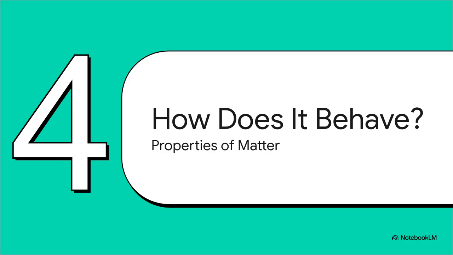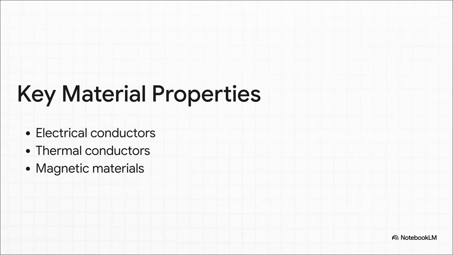So we figured out how to map matter based on what it's made of. But there's another really useful way to classify things, not by their ingredients, but by their properties. How does it act in the real world? Now, scientists look at all kinds of characteristics, but for now, let's just do a quick fire round on three really common ones you've definitely heard of. Can it conduct electricity? Can it conduct heat? And is it magnetic? These properties are super useful for identifying materials and figuring out what to do with them.